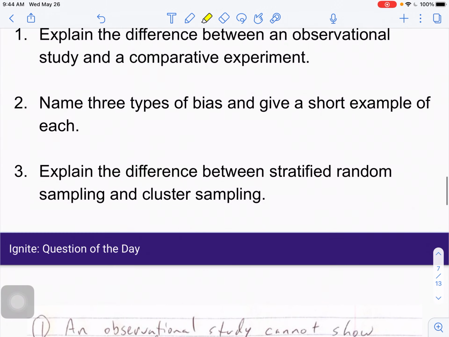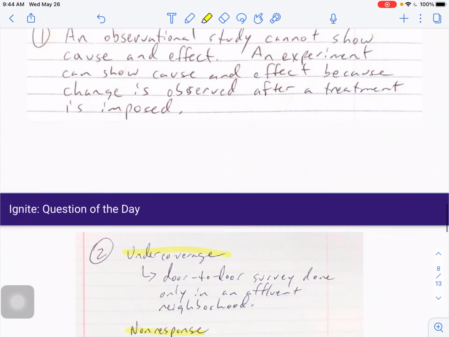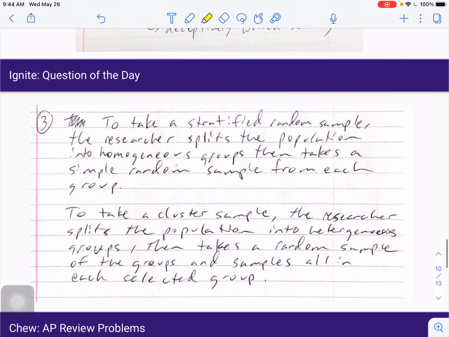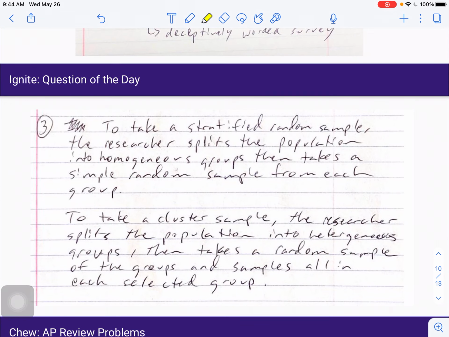All right, and then number three, explain the difference between stratified random sampling and cluster sampling. So both are methods of obtaining a random representative sample, but aren't a simple random sample. So let's look at the difference between the two. To take a stratified random sample, the researcher splits the population into homogeneous groups and then takes a SRS, simple random sample, from each group.